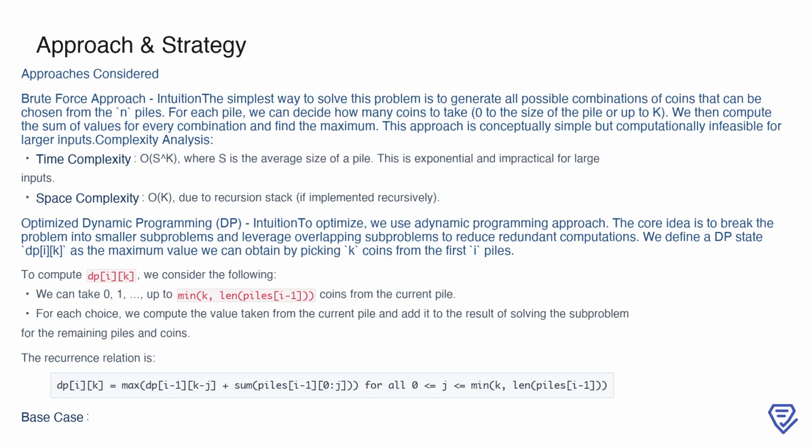To solve this problem, we first consider a brute force approach. The intuition here is straightforward. We generate all possible combinations of coins that can be chosen from the given piles. For each pile, we decide how many coins to take, ranging from 0 to either the size of the pile or the maximum limit k. Then, for each combination, we compute the sum of the selected coins and find the maximum value.